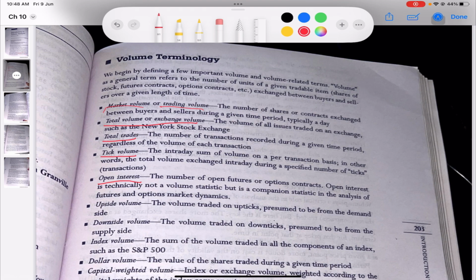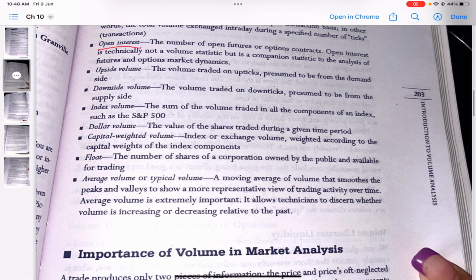Now we have something known as the upside volume. What is the upside volume? The volume traded on upticks. Upside volume is when the closing price is more than the opening price, right? So upside volume is basically the volume on the stocks which have traded upwards, on upticks. The opposite is the downside volume. Downside volume talks about those stocks where your opening price is more than your closing price. So these are downticks, right? The volume traded on downticks, presumed to be from the supply side. Supply side is sellers and demand side is buyers.